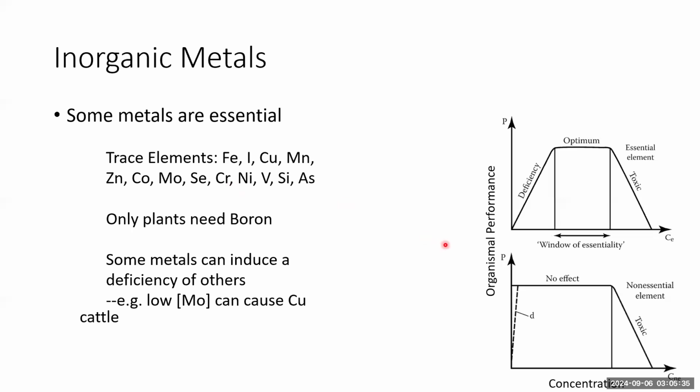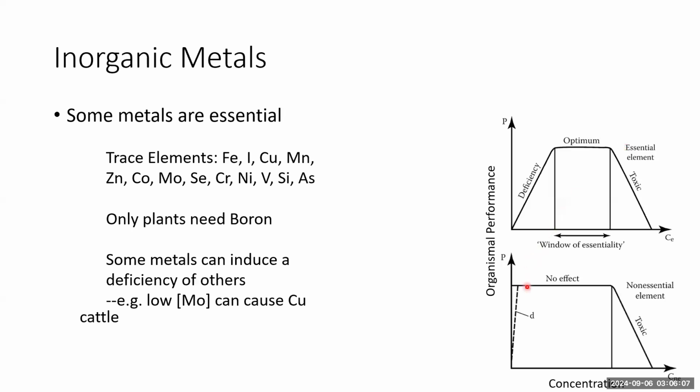So for essential elements, if you're below some level, we call you in deficiency. And then if you're in some particular window where you've got enough, your metabolism is firing optimally. And then once you cross that upper threshold, that's where you start to have too much of that metal and your metabolism starts to tank. And now we call your situation toxic. You have too much.